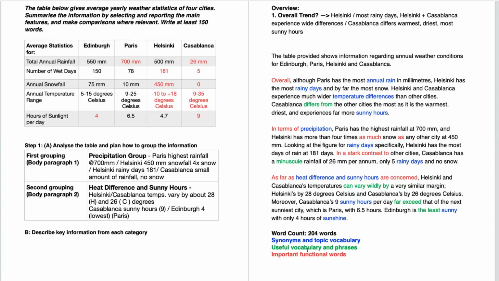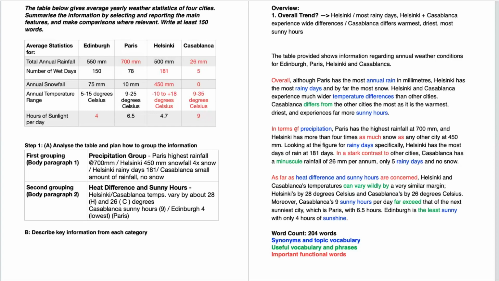Now, if we look at green, these are useful vocabulary and phrases. So differs from, minuscule, which means extremely small or tiny, can vary widely by, far exceed, and the least. Now, these really come in handy in this specific example, but you can reuse these in other writing prompts because they are things that pertain to data or analytical or scientific writing. So definitely make note of this and make sure you're keeping a tab of helpful vocabulary and phrases that you can use. This goes for the red as well. So overall is a great way to introduce your overview paragraph.